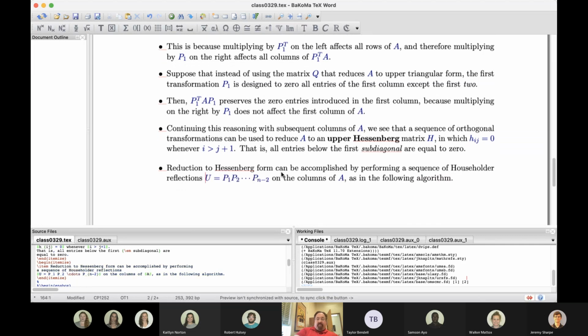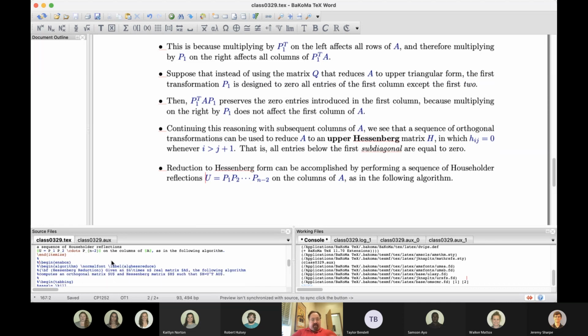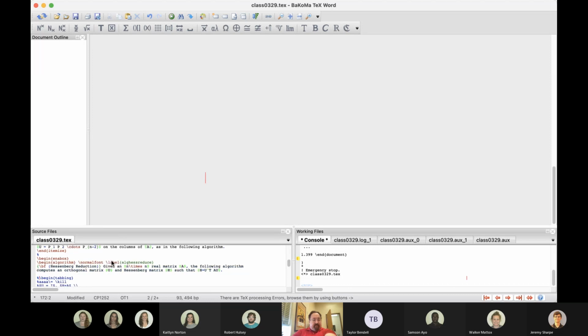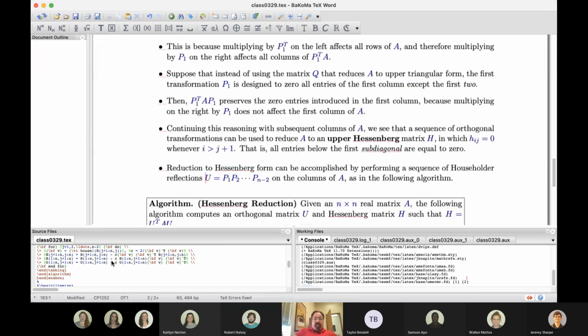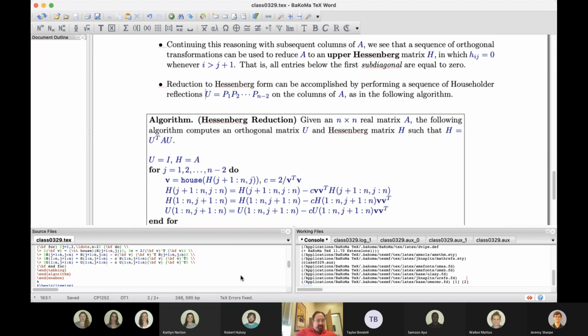So what we can do is use a sequence of Householder reflections, P1, P2, up to P_{n-2}, because everything in the last 2 columns can stay non-zero. We're only zeroing entries in the first n minus 2 columns. So here's the algorithm that will give us a Hessenberg matrix. It's called Hessenberg Reduction.